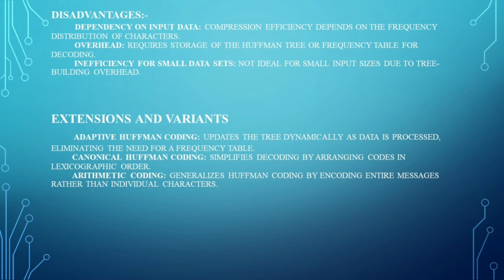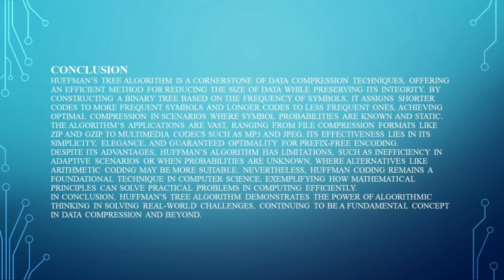Extensions and variants. Adaptive Huffman coding updates the tree dynamically as data is processed, eliminating the need for a frequency table. Canonical Huffman coding simplifies decoding by arranging codes in lexicographic order. Arithmetic coding generalizes Huffman coding by encoding entire messages rather than individual characters.